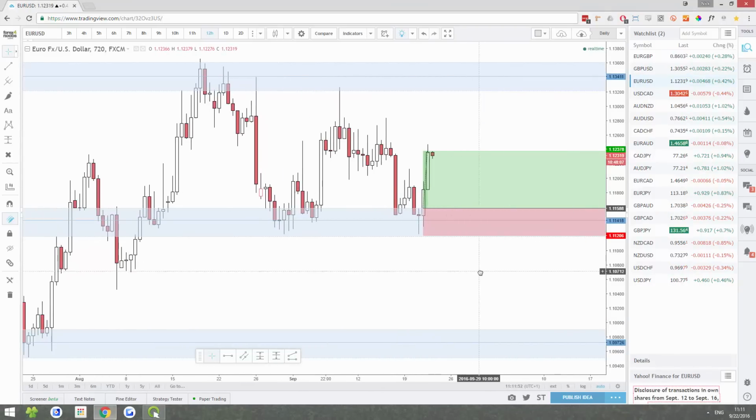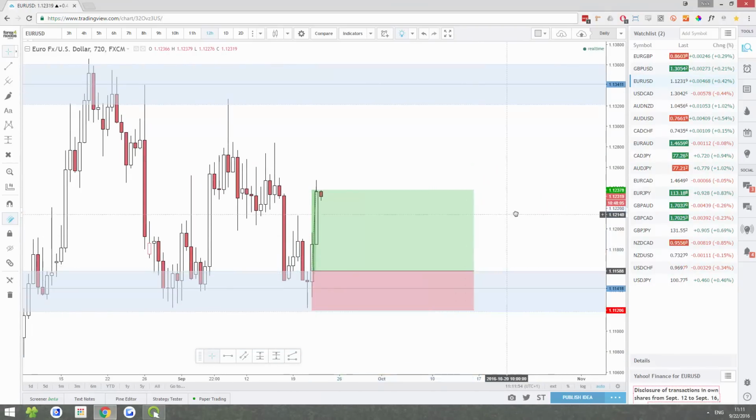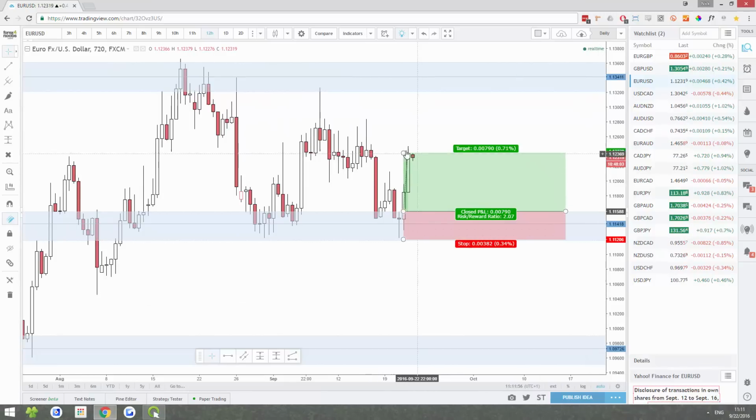Now, Euro USD triggered on the 12-hour. I was watching it on the daily, but I ended up taking it on the 12-hour, hit its target, and now it's stalling a bit at its 1 to 2 target. This was a good trade.